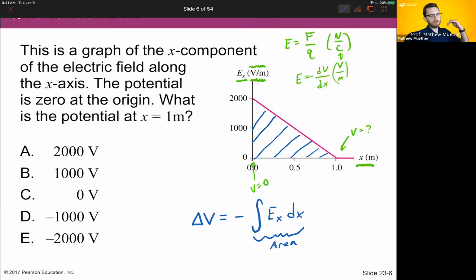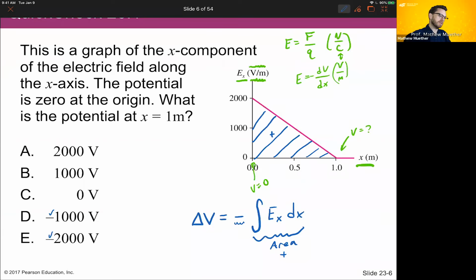Notice that area is all above the x-axis, so it has positive area. In this example, this area is going to be positive. What does that tell us about the change in the potential? If the area is positive and I have this negative sign sitting here, the change in the electric potential is going to be negative. So my change in electric potential had better be negative as I move from 0 to 1. So it's got to be either D or E.